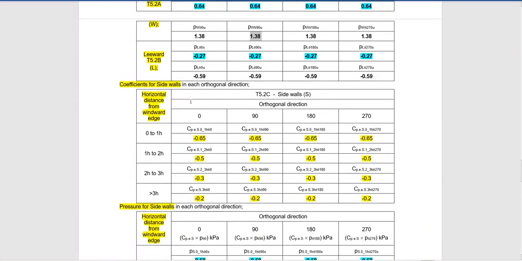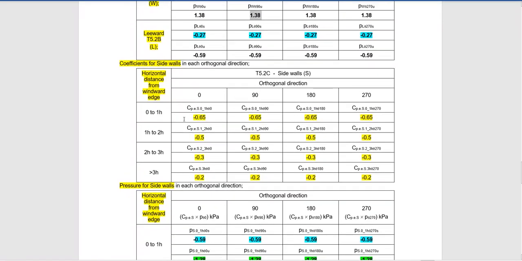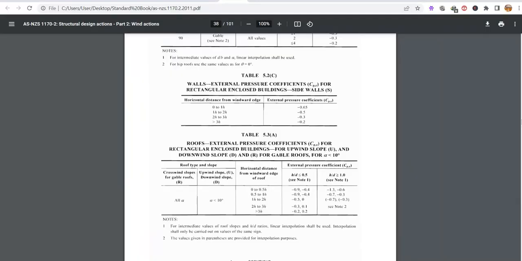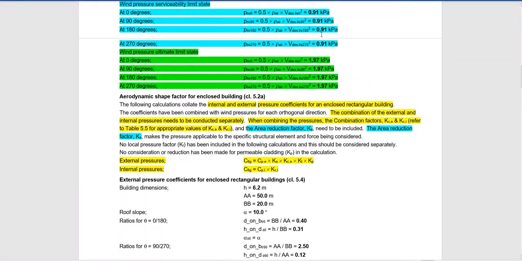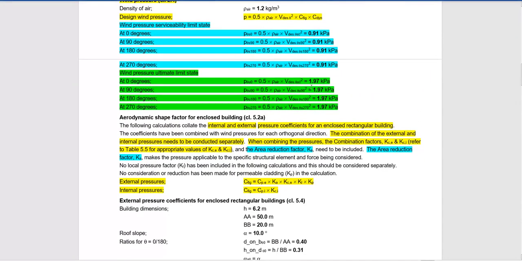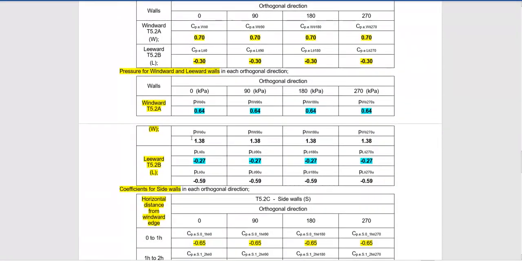This is where I get my value from. Negative 0.65, negative 0.5, negative 0.3, negative 0.2, as you can see also written here on the code. So now that I've gotten the Cpe values for the side wall, all I need to do is multiply all these Cpe values by the constant that I've already found here, which is 0.91 for the serviceability limit states and 1.97 for the ultimate limit states, to get a value here below. Pressure for windward wall and leeward wall.